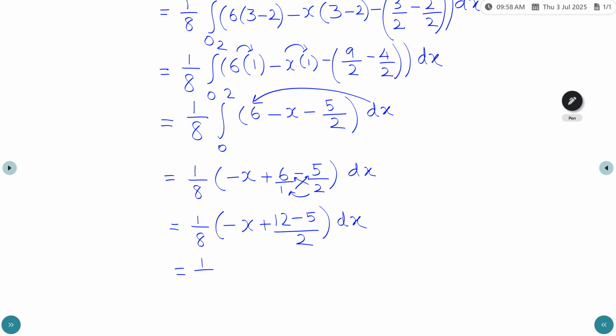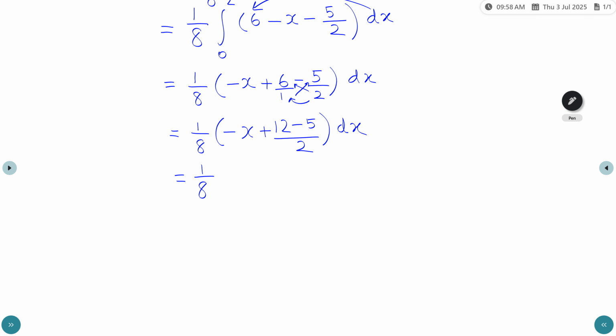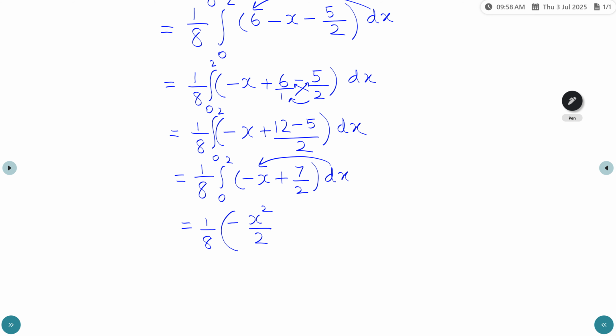That is 1 by 8. Here the integral is 0 to 2. So 0 to 2 minus x plus 12 minus 5, that is 7 by 2, into dx. Next step, we need to integrate this value with respect to x. So 1 by 8, integration of minus x is minus x squared by 2 plus 7 by 2 into x. Upper limit value 2, lower limit value 0.